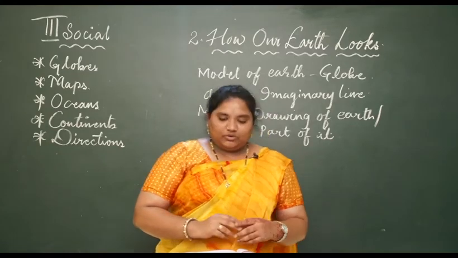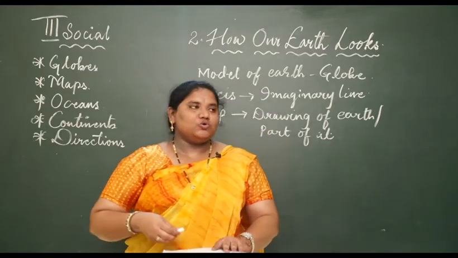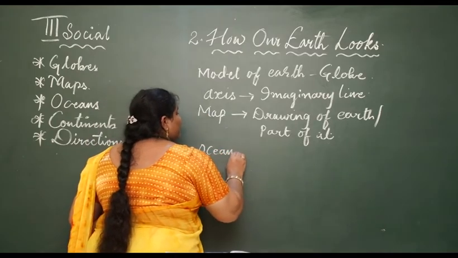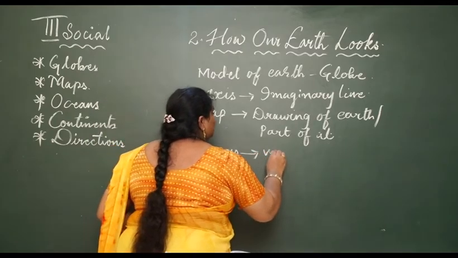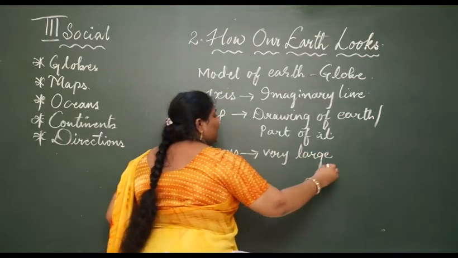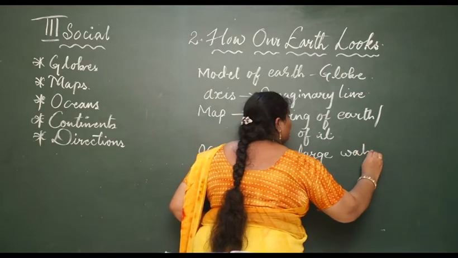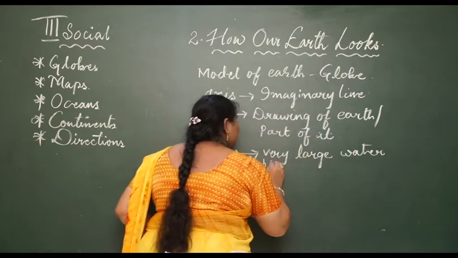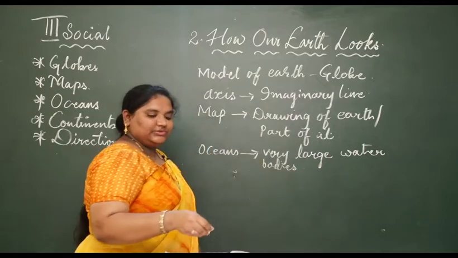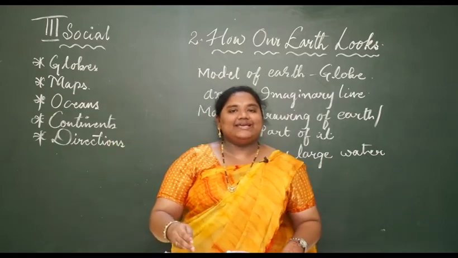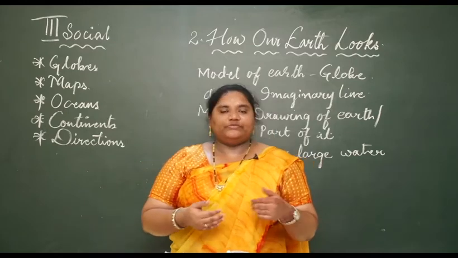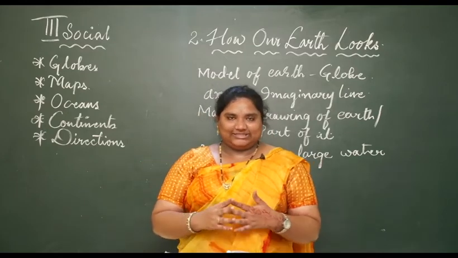So what are oceans? Very large water bodies. Very large water bodies are called oceans. Oceans flow through rivers, lakes, gulfs, etc. Small water bodies are called rivers, lakes, etc.